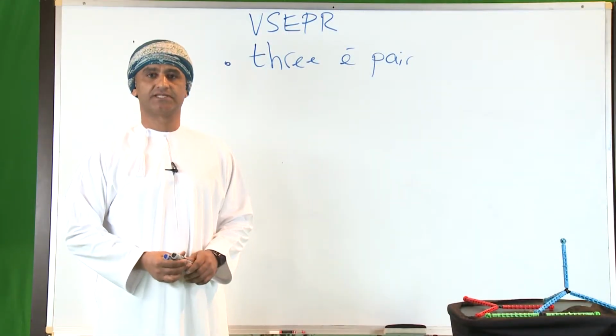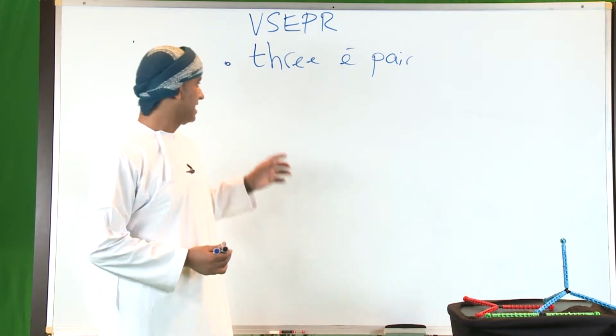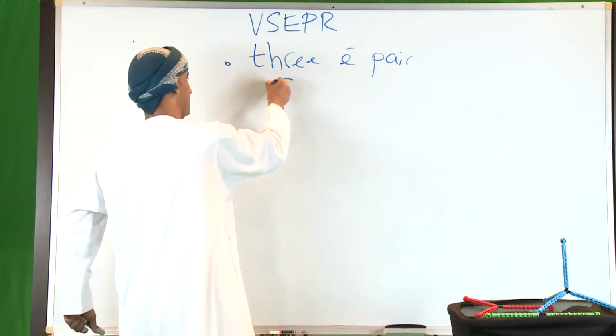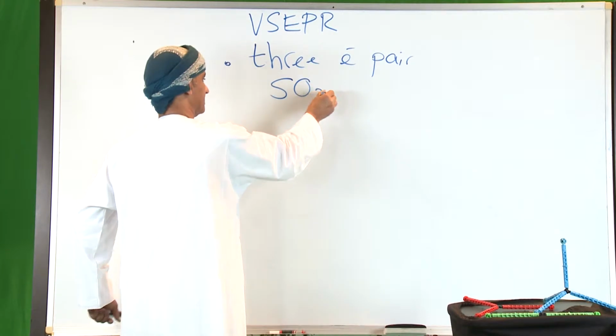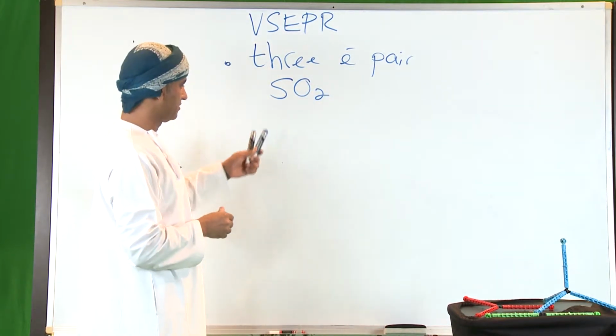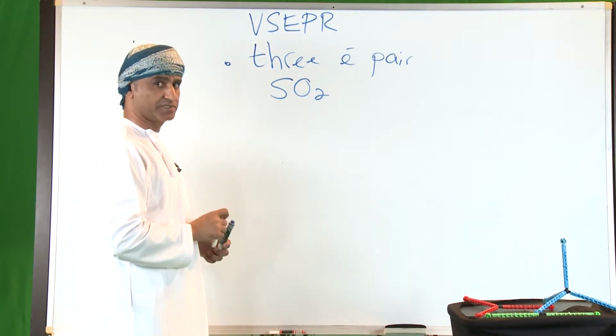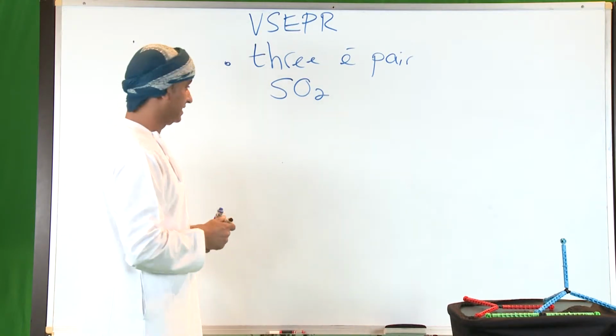Let's now take another example of a 3-electron pair case. This time we take sulfur dioxide. Sulfur dioxide has this formula. We begin first with calculating the total number of valence electrons in this case.